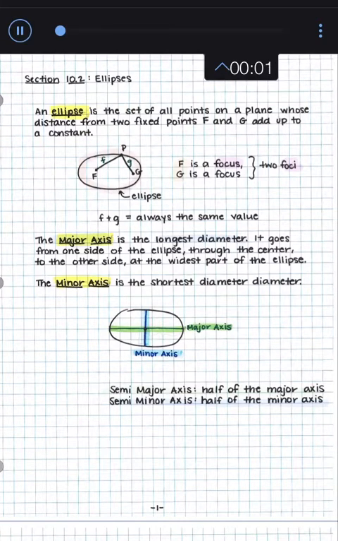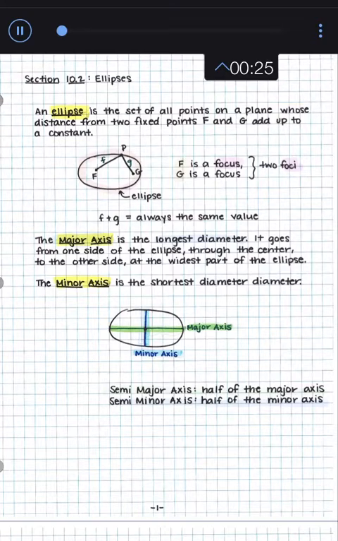In section 10.2, we're going to talk about ellipses. Okay, well, if you've never heard what an ellipse is, in layman's terms, it's basically a circle that's been stretched out either horizontally or vertically. What does that mean? It means it's making more of an oval shape instead of a circle.